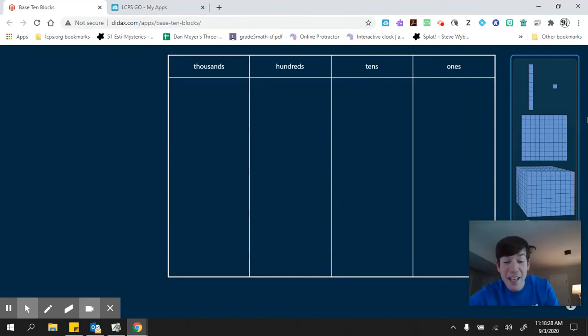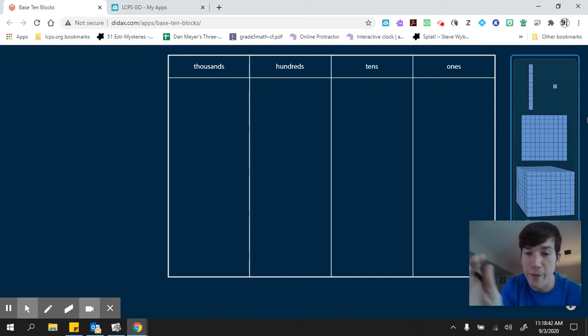Hi, everybody. Today we are going to be looking at a review of place value and how we can look at the place value in numbers and what the different place values represent. So we're going to start off by looking at some blocks. And you're going to notice we have four columns. We have the ones, the tens, the hundreds, and the thousands.